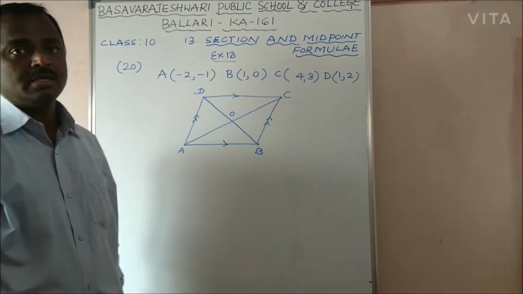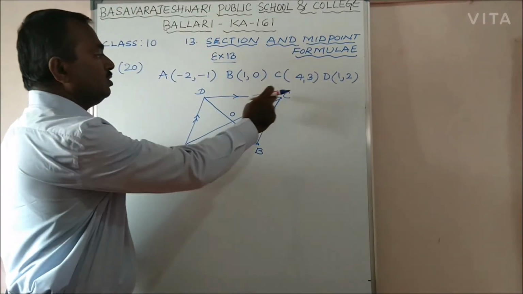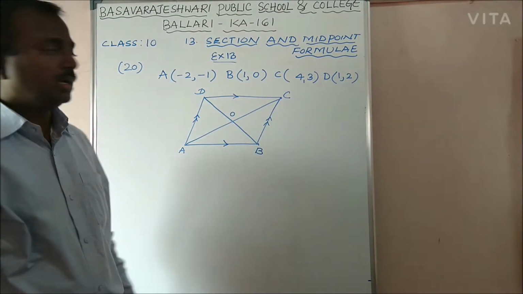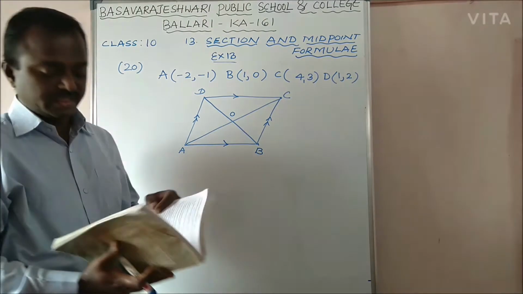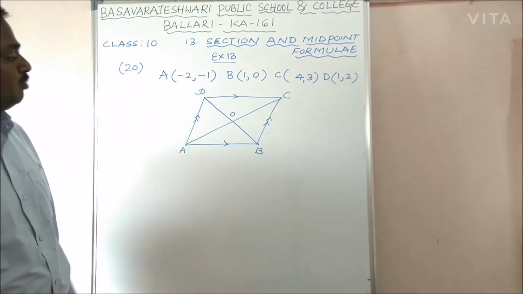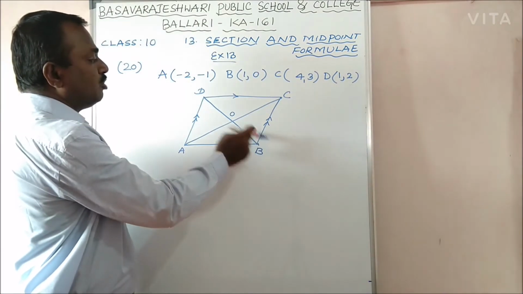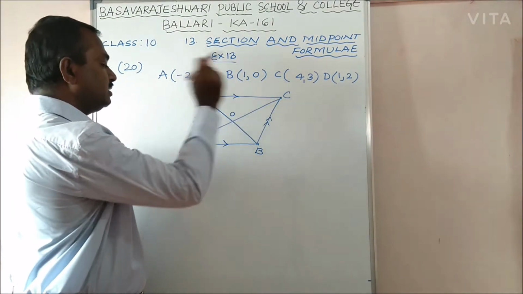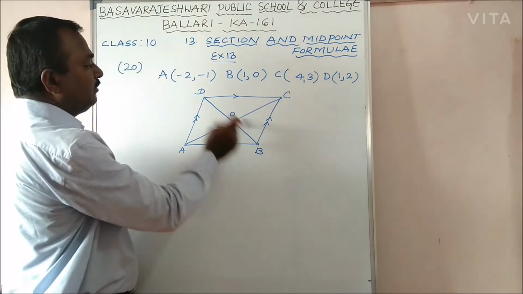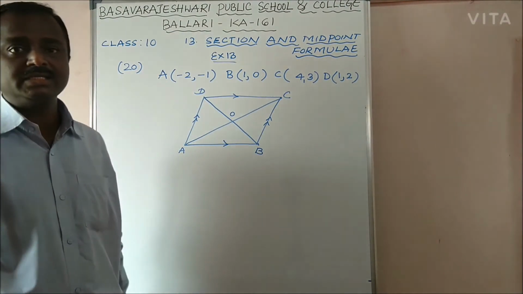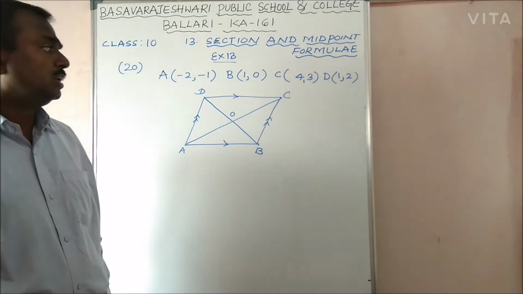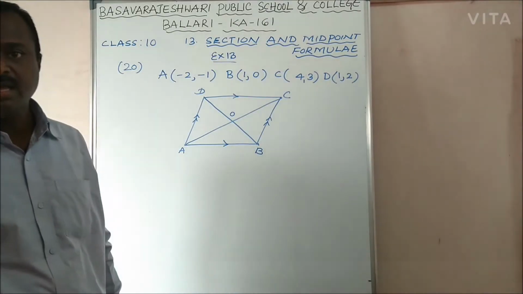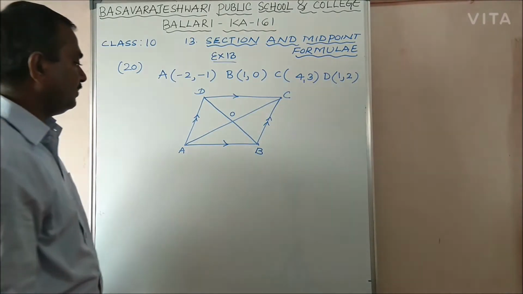That means AO is equal to OC, BO is equal to OD, or AC and BD bisect each other. That means the midpoint of AC should be equal to the midpoint of BD. That is the main condition. Then only we can say that these four vertices are nothing but the vertices of a parallelogram. Okay.